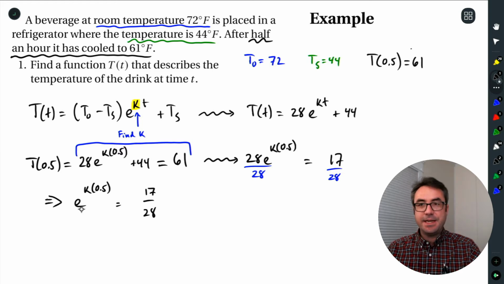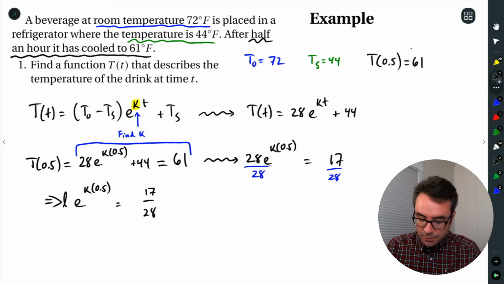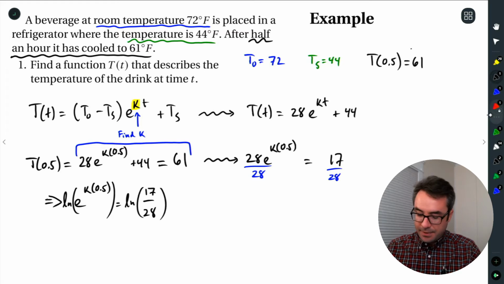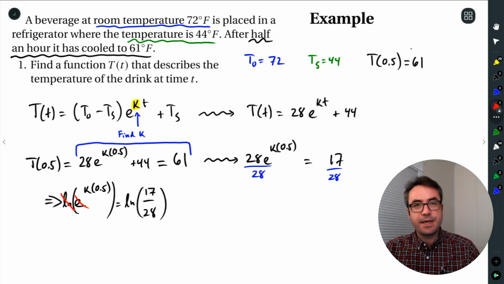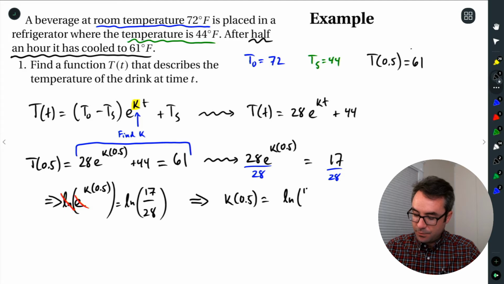Next, we want to get rid of that e. So we're just working our way through this left-hand side. First thing we had to do was get rid of this 44, move it over. Then we had to get rid of this 28, divide it over. Now we want to get rid of the exponential, the e. And the way we do that is with our natural log function. So we're going to apply natural log to both sides. And when we do that on the left, the natural log and the e just cancel. And that gives us k times 0.5 is equal to natural log 17 over 28.